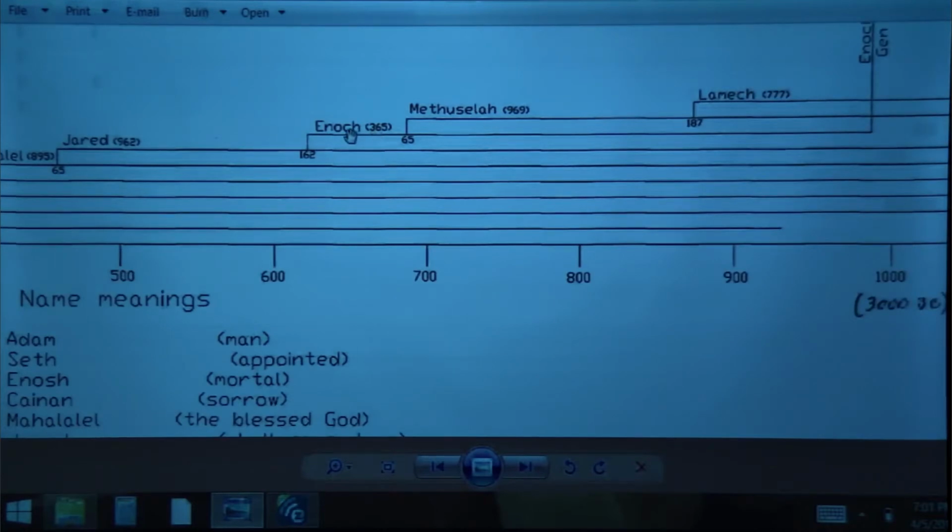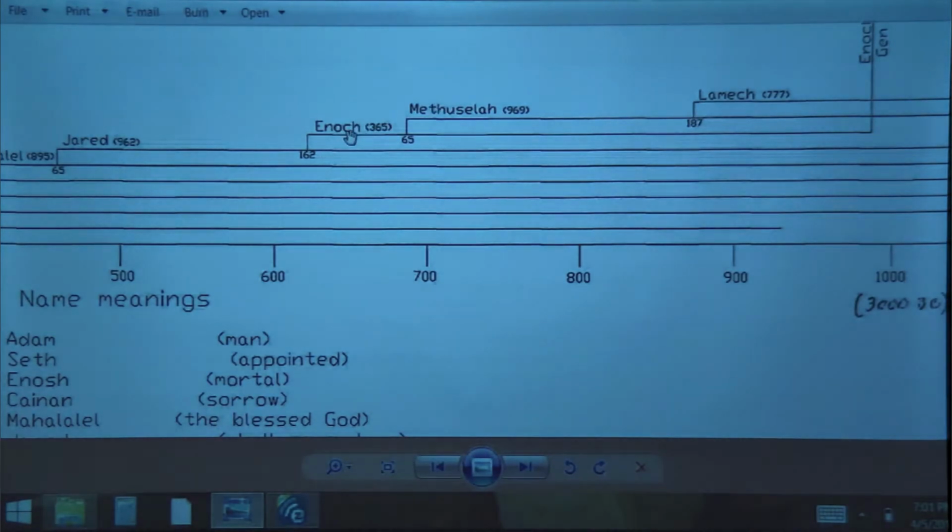remember Enoch was the one who walked with God. At 365 years he was taken. In that lineage, in Genesis chapter 5, the only thing that's said about Enoch is that Enoch walked with God. He was so close to God that at 365 years, it said he was taken. God took him. He was not. So he was actually taken.